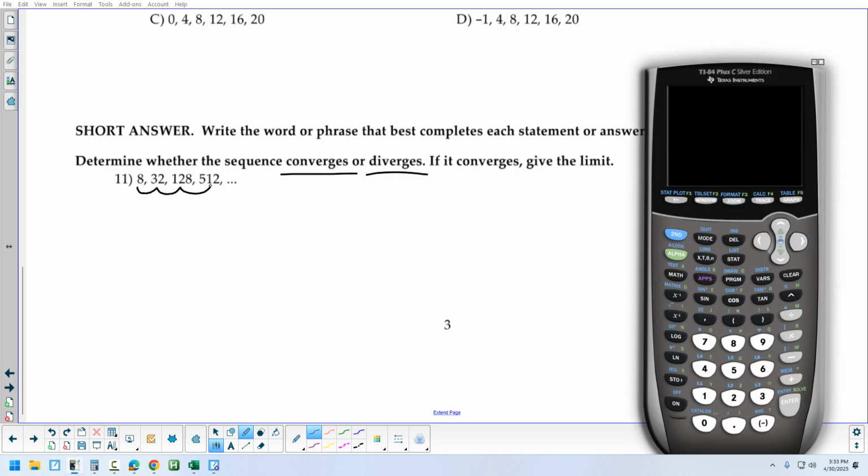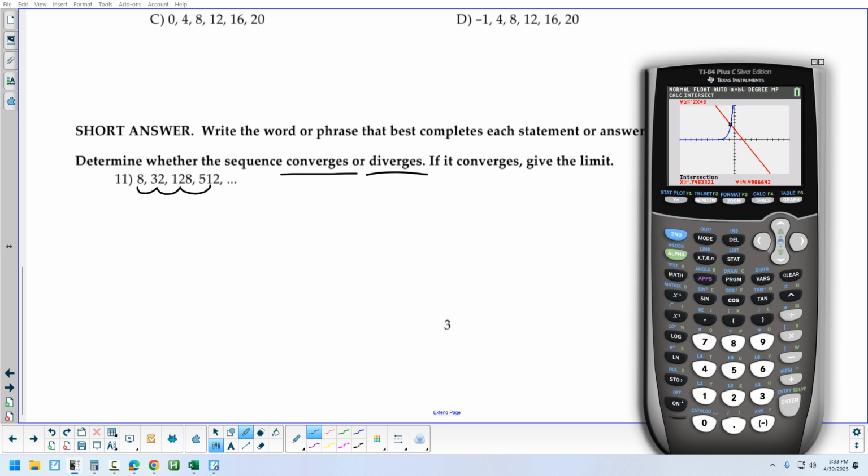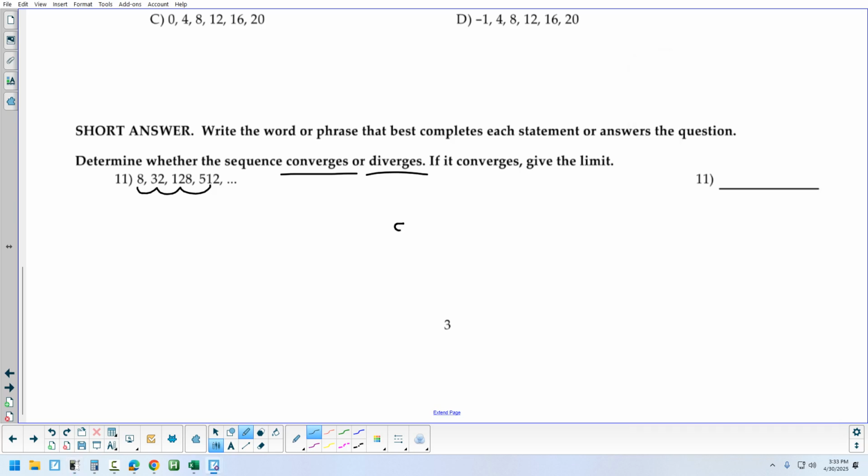Because there's a dot, dot, dot, it means the pattern goes on forever. And if you just continued multiplying by 4, and then times 4, the numbers just keep getting bigger. So we are not approaching any value. We're approaching infinity. That means this diverges. Okay. So this one diverges. Can't give the limit. The limit would be what it's getting closer to, and this one's not getting closer to anything.